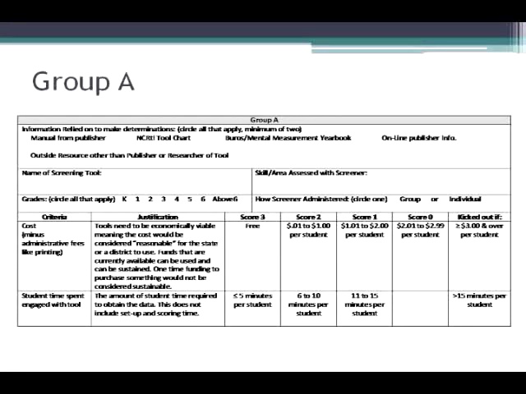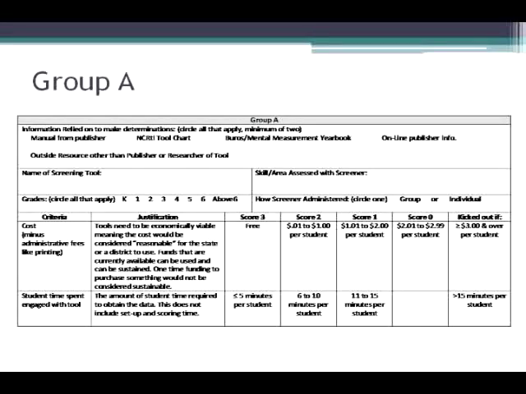So for Group A, their portion of the rubric started out looking like this. There were several descriptive pieces of information. First off, the groups had to determine where they got the information that they used to complete the rubric. There were several different places where they could get it.